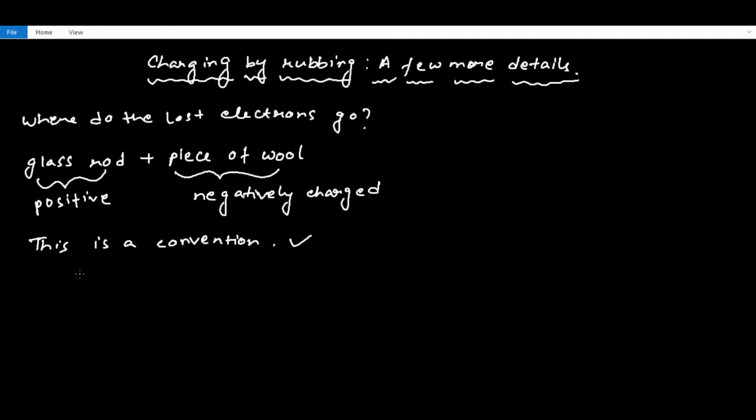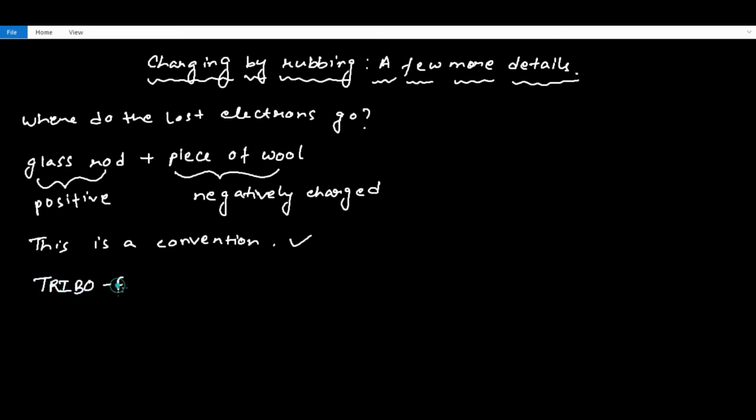But then I can ask you something else. Can you tell me which item is charged in which way? Is this item positively charged, or is this item positively charged? Which one is positively charged and which one is negatively charged? In that kind of situation, how do I know whether an item is positively charged or negatively charged when I'm rubbing them? To understand that, we will need to understand something which is known as the triboelectric series.